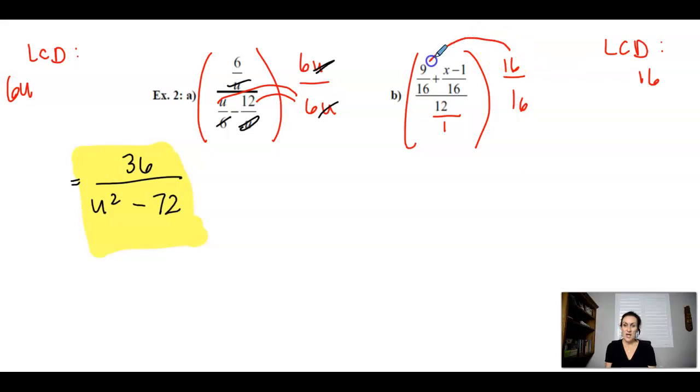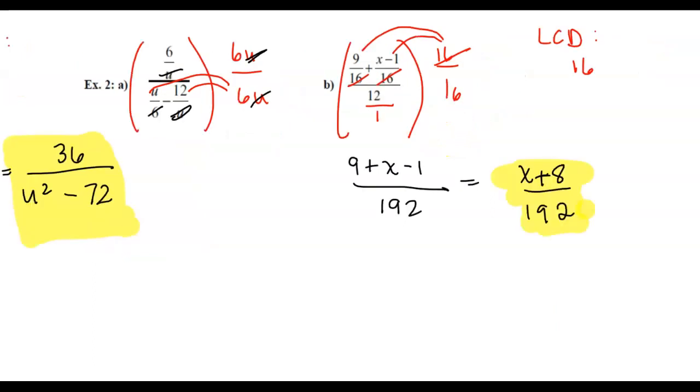In the top part of the complex fraction, both of these 16s will cancel, and then you just write down what's left. So those canceled with the 16, and you have 9 plus X subtract 1. In the denominator, nothing's going to cancel with the 1, so you're going to need to take 12. So 9 plus X subtract 1 divided by 192 is going to equal X plus 8 over 192.